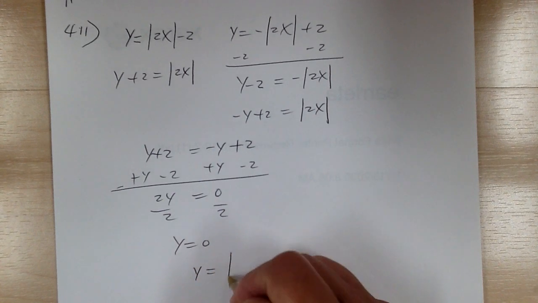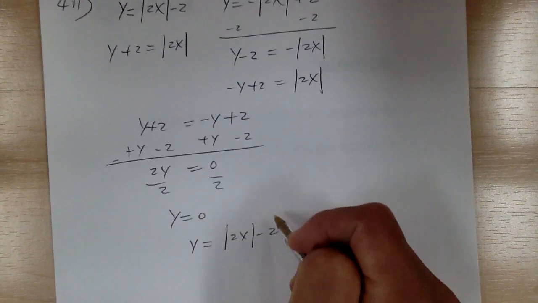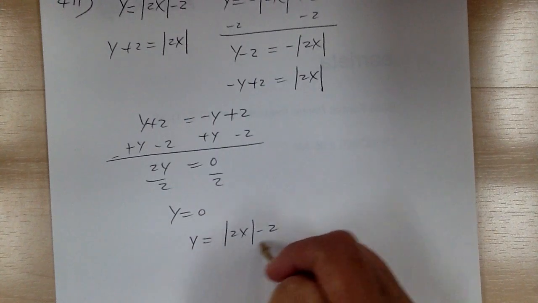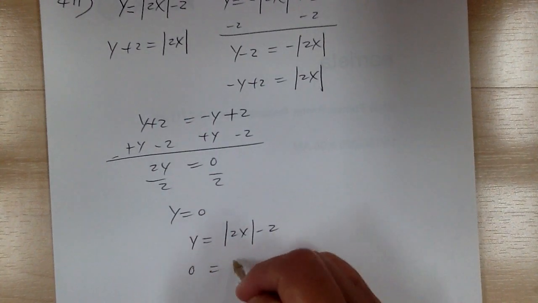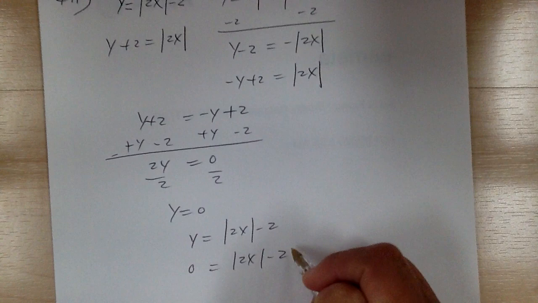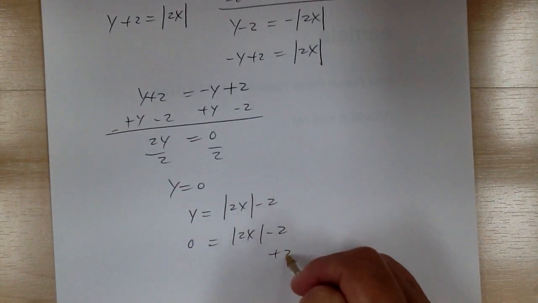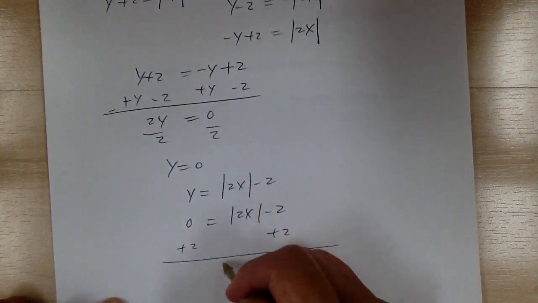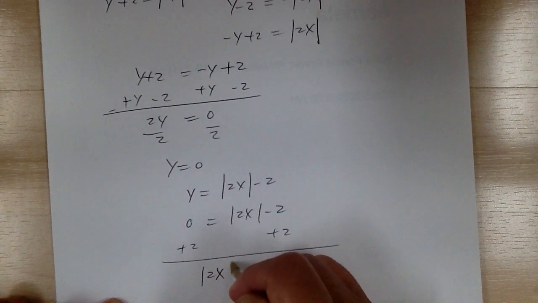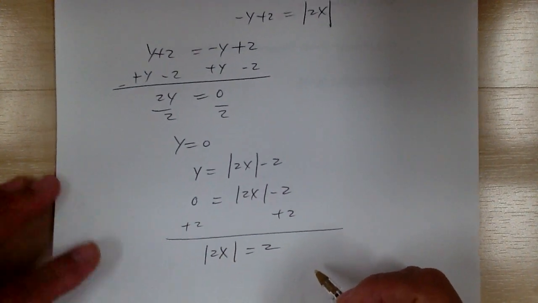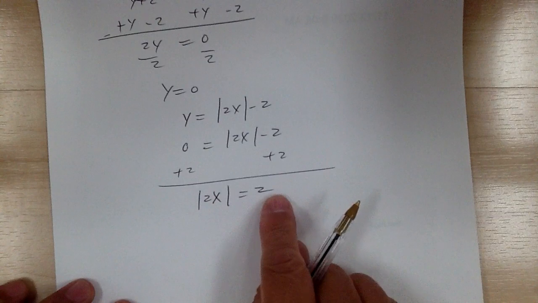So y equal to absolute value of 2x minus 2. So you got 0 equal to absolute value of 2x minus 2. And you got plus 2 on both sides, and I'm going to switch. So you got absolute value of 2x equal to 2. And then from here you can go and separate into two equations.